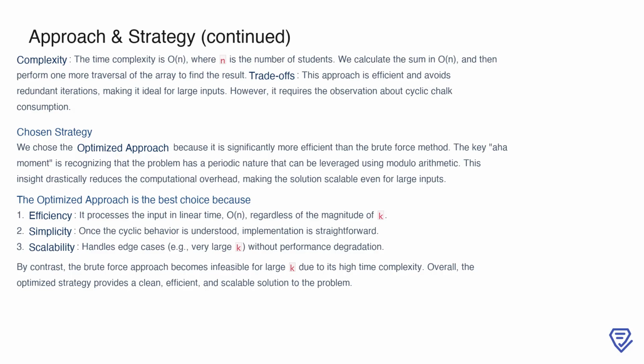for all complete cycles. From here, the task is simplified to a single traversal of the array, where we identify the first student whose chalk requirement exceeds the remaining k. This approach is significantly more efficient, with a time complexity of O(n), as it involves just one computation of the total and a single traversal of the array. Additionally, it avoids redundant iterations and handles large inputs effectively.